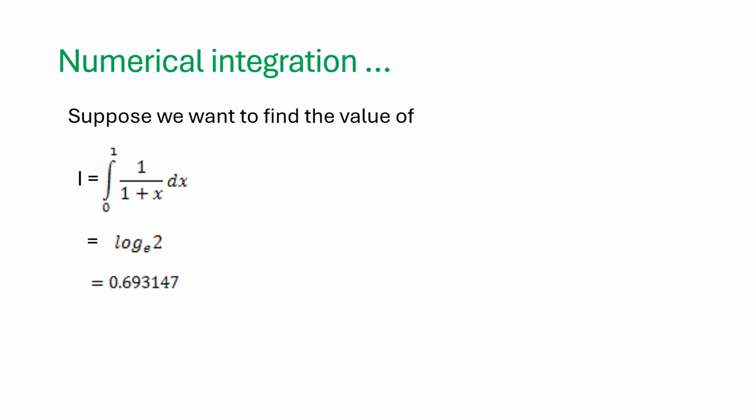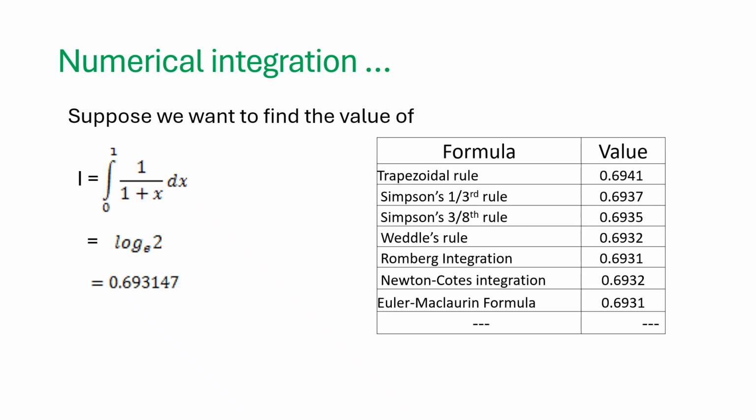Okay, so let us see. We wanted to compute the integral from 0 to 1 of 1/(1+x) dx. The exact value is log 2. It's a standard result, and the value is 0.69317. If you use those formulas shown previously, using various values of n like 1, 2, 3, you can get the approximation. The trapezoidal rule gives 0.6941, and you can see all the other formulas and values simply by substitution. The approximation can be improved further by the choice of the interval of differencing.